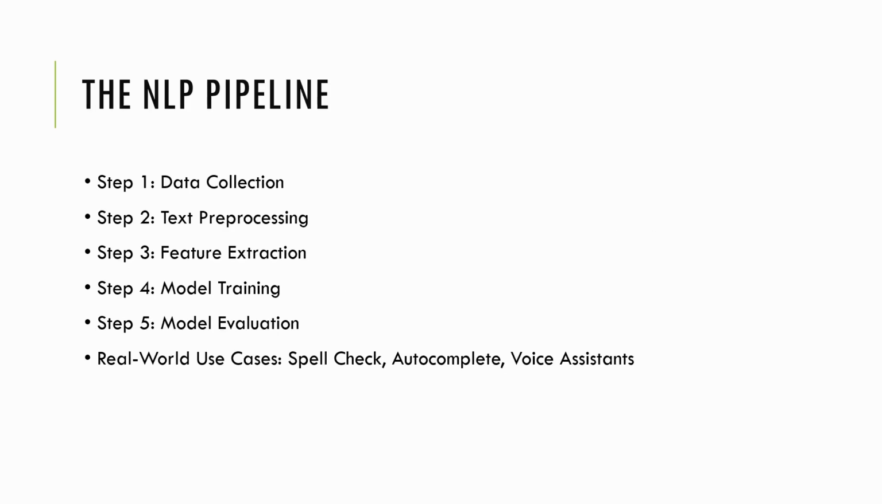The NLP process follows a series of steps, starting with data collection, where we gather the text data. Next, we pre-process the data. This includes cleaning and preparing it for analysis. We then extract features, train models, and evaluate them for accuracy. This pipeline is essential for successfully processing and interpreting text in various real-world applications.